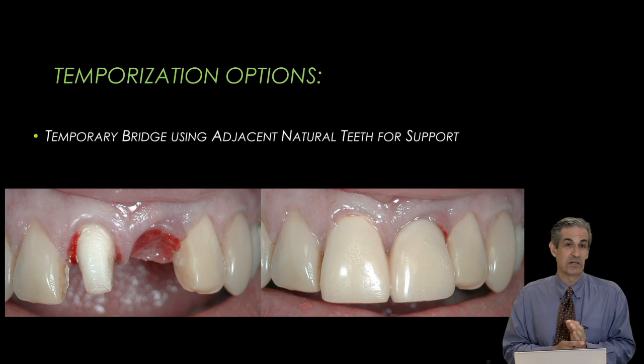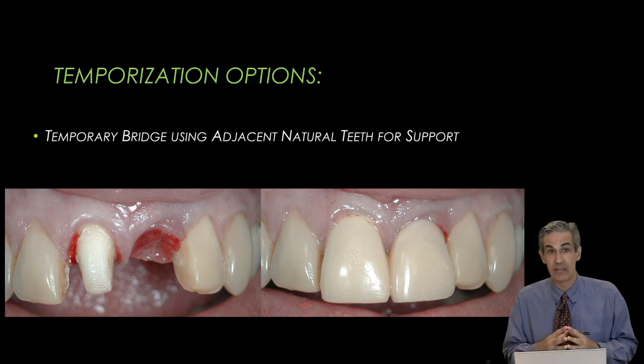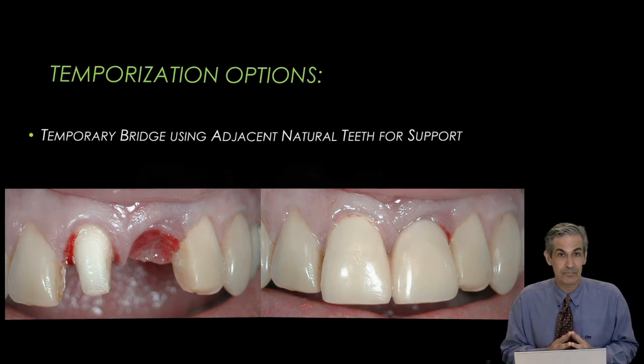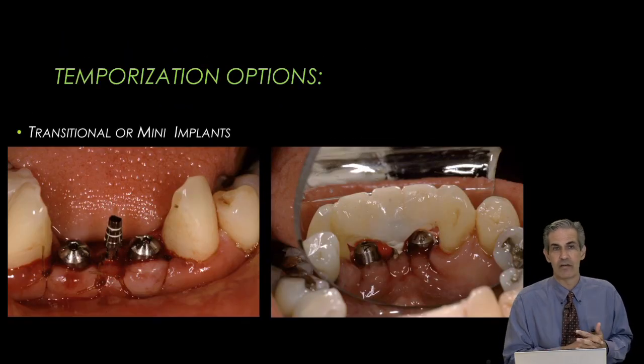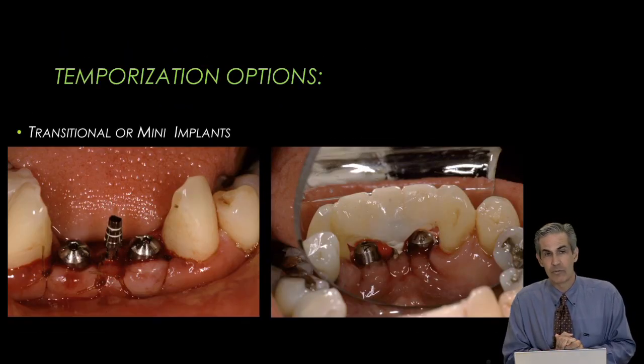I have considered prepping teeth sometimes just to make a support for a provisional restoration. I can't say that I've done it, but there are cases where the only way to provisionalize that patient is maybe to use the natural teeth. And it would add cost to the patient, of course, but it might be the best way to manage a case. Here's the use of a transitional or a mini implant to support a small anterior bridge.